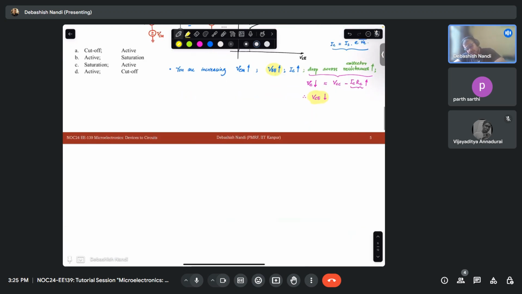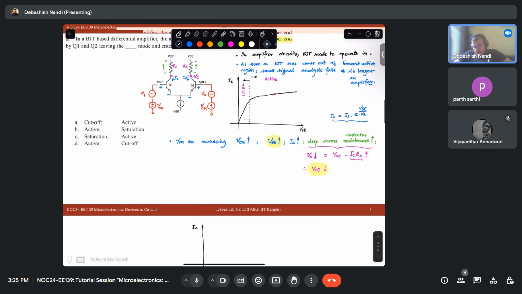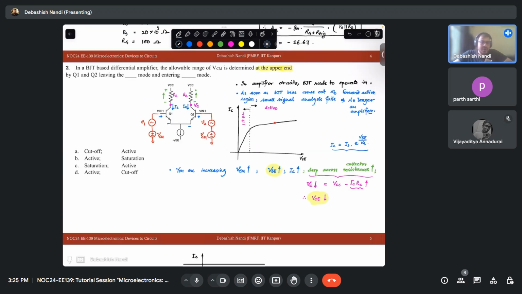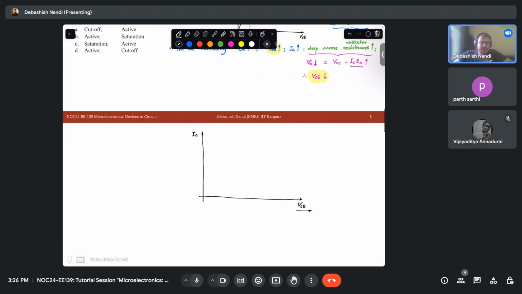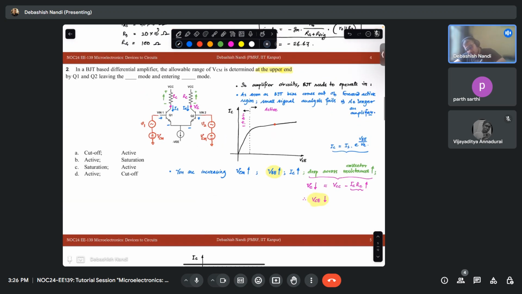Now, remembering this, look at this. This is your VCE and this is your IC. I am assuming that both the transistors are matched, so I am drawing just one curve. You read it as IC1 versus VCE1 and IC2 versus VCE2. The same thing will happen in both the branches. By the way, this entire thing is called one branch, and this is called another branch.